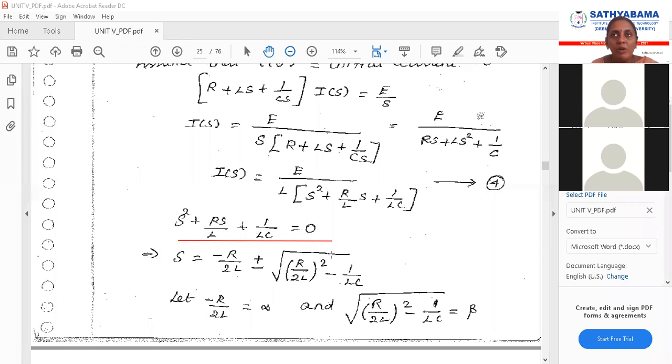So now applying the formula, B square minus 4AC, or S is equal to minus B plus or minus square root of B square minus 4AC by 2A. Apply that because we are going to solve the quadratic equation. So what will be B here? What will be A value?